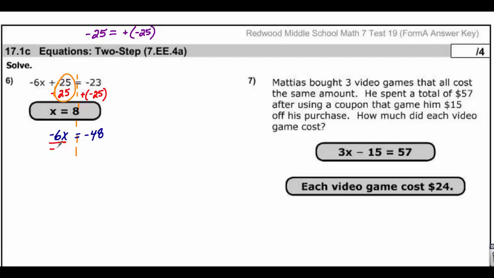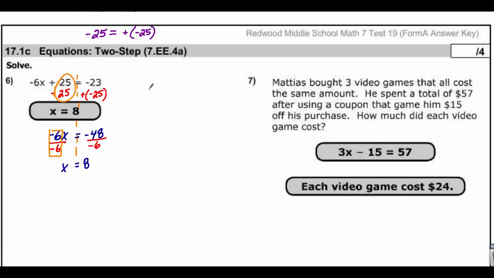Divide by negative 6. Be sure when you're dividing, you're picking the coefficient. These have to be identical for that to be a big 1. x is equal to negative 48 divided by negative 6, positive 8.